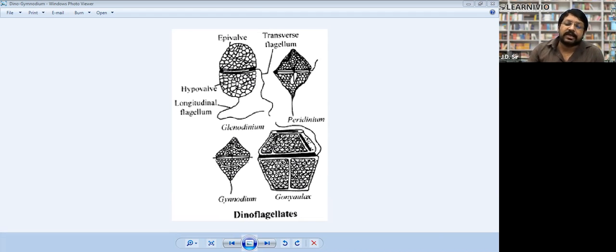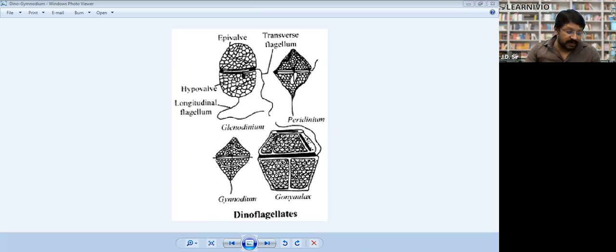Generally, these Dinoflagellates have two flagella. The first is the transverse flagellum, and the second is the longitudinal flagellum. Both flagella originate in different directions, right? Their covering is made up of cellulose plates. We call this covering theca or lorica. So they have this cover-like structure, and it is made up of cellulose. Actually, they are photosynthetic forms. They keep on floating and perform photosynthesis.